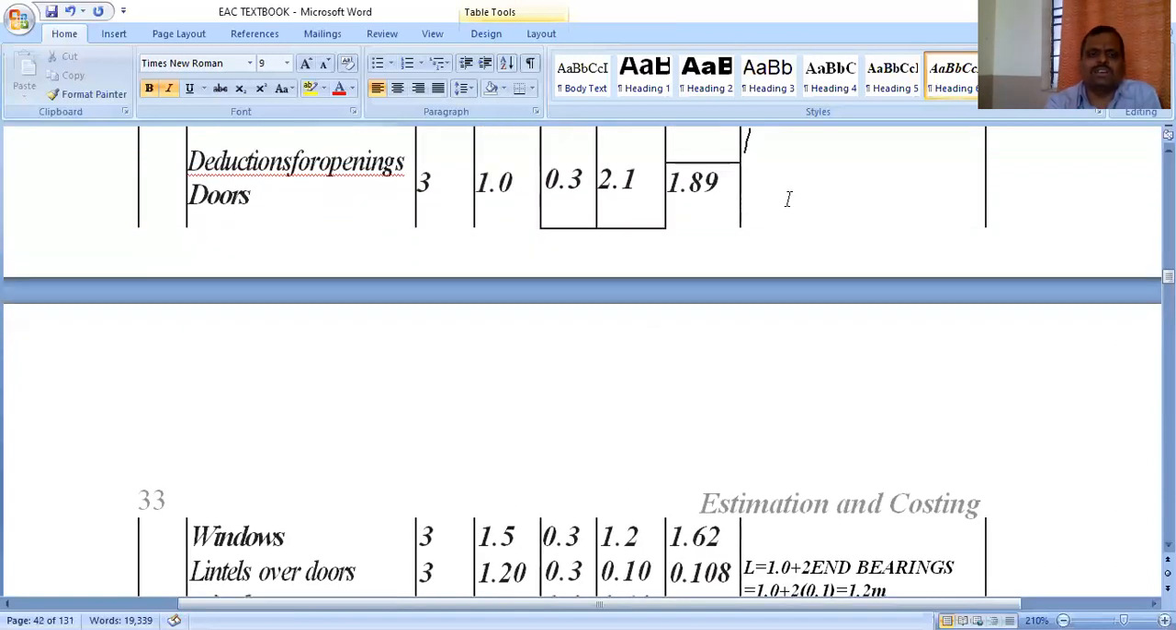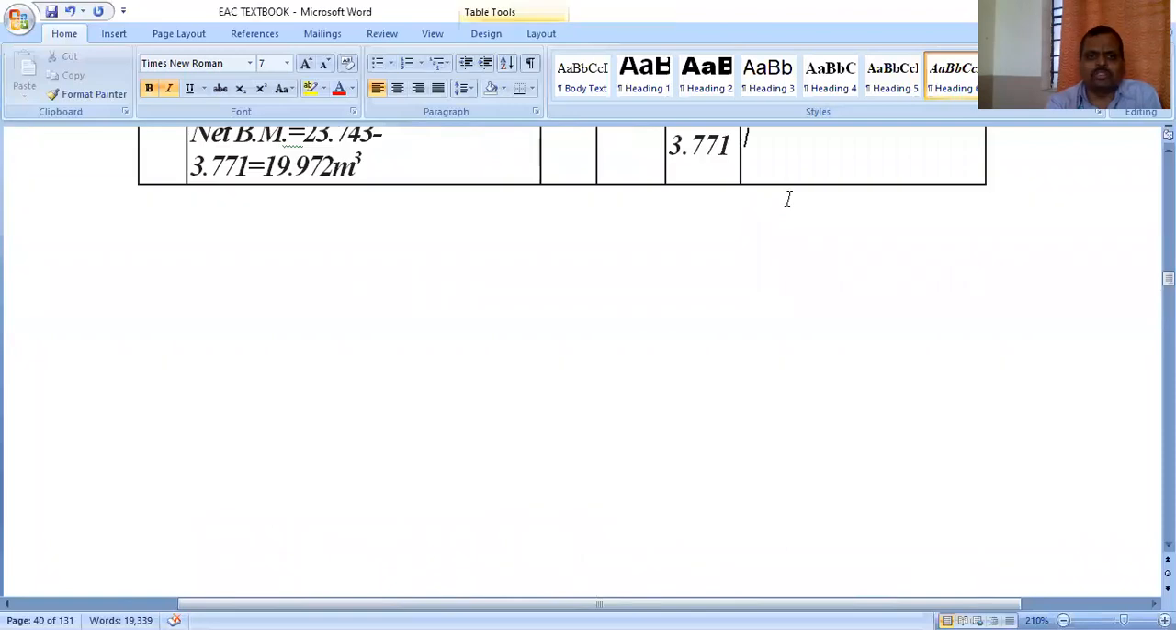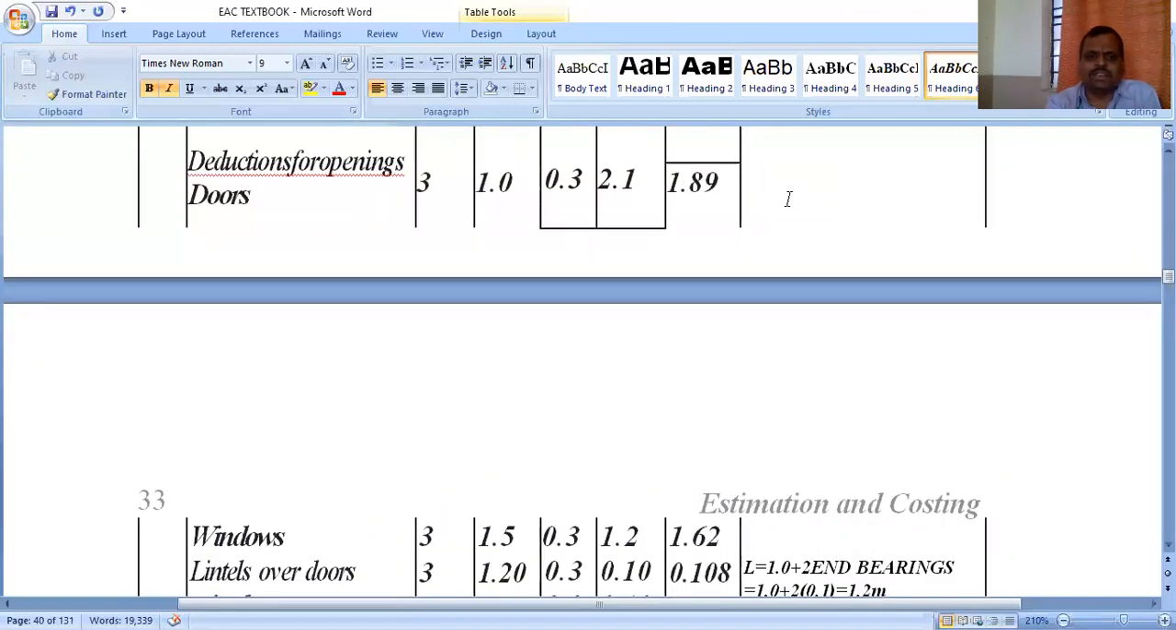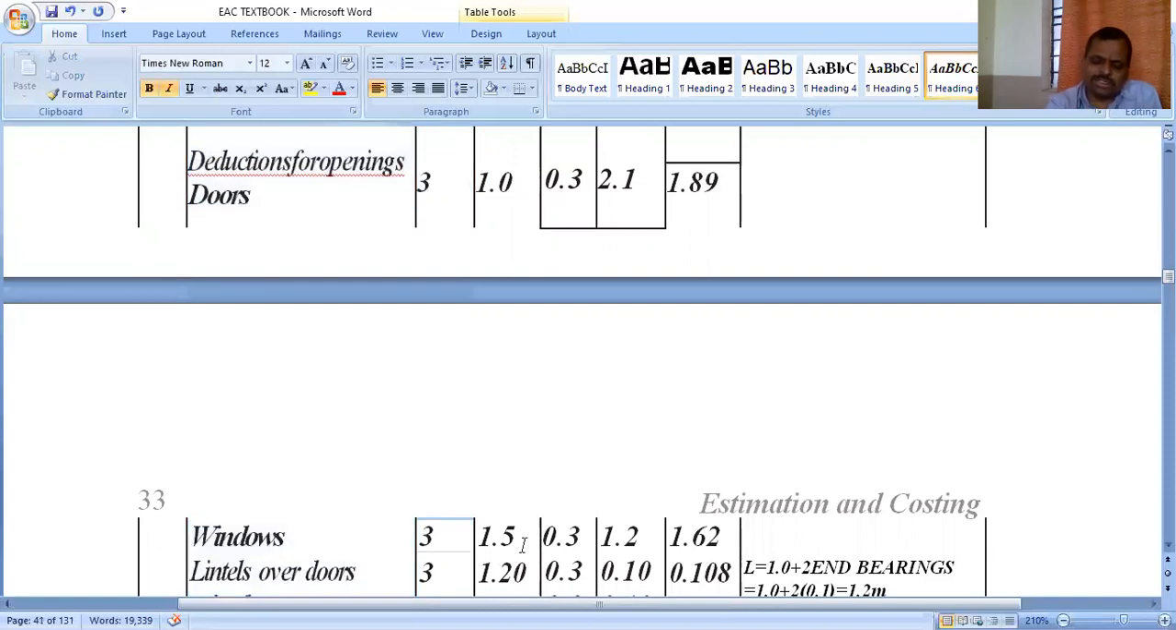Now we'll go for the windows. Okay, here there are windows. How many windows are there? Again, there are three windows. The length of the window is 1.5 meter, as given in the data. Secondly, the width will again be 0.3 and the height of the window will be 1.2 meter.